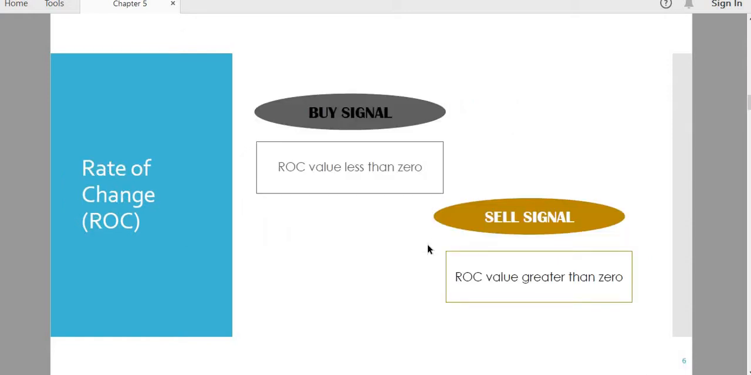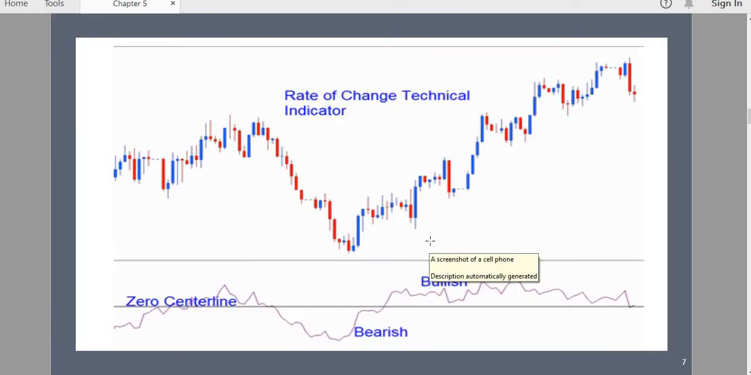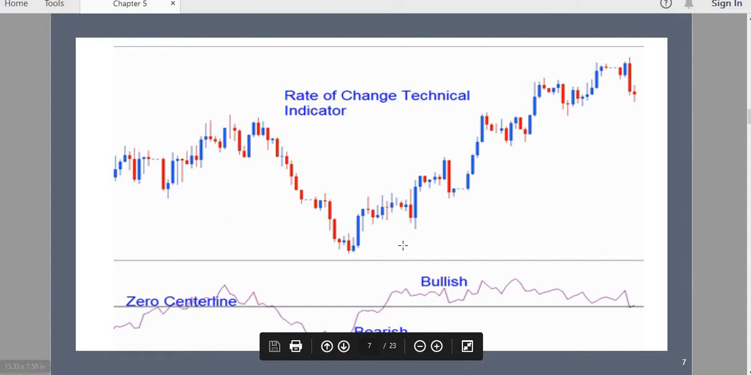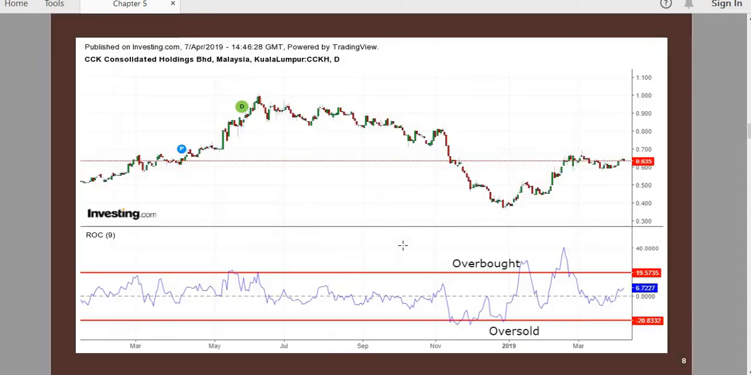Okay, when we look into the buy and sell signals, we always refer to the ROC value. For example, normally the buying signal will appear when the ROC value is less than 0, and the selling signal will appear when the ROC value is greater than 0. Okay, this is an example of how ROC looks. I will explain further in the next slide.